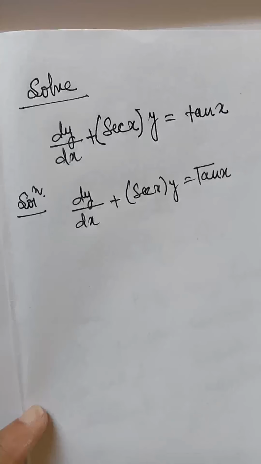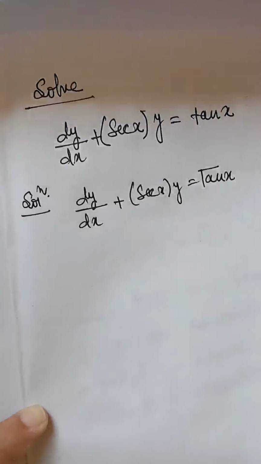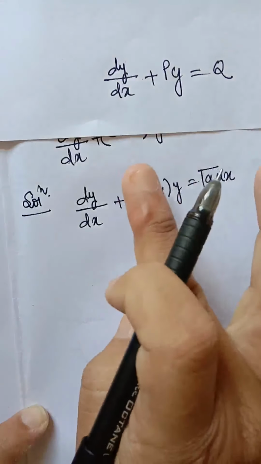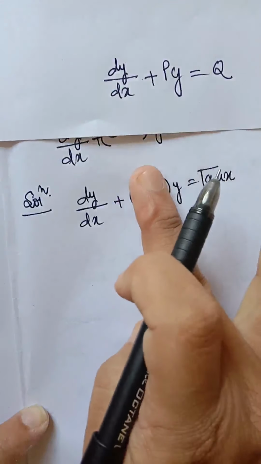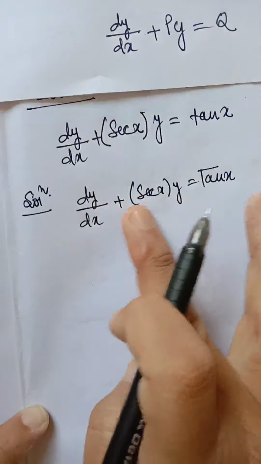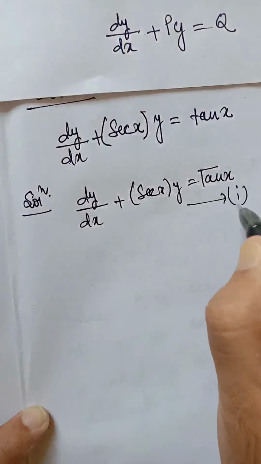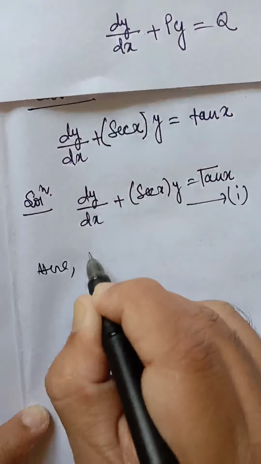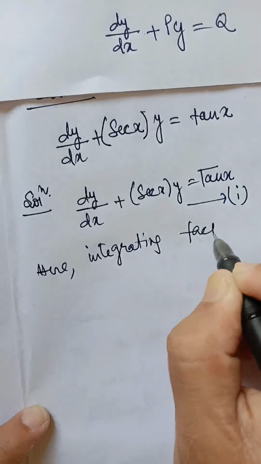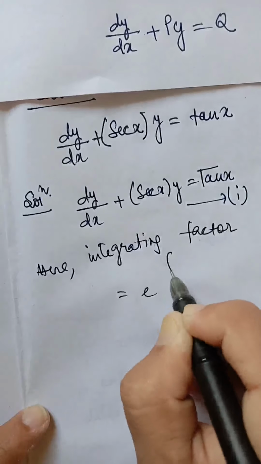Our next question is to solve the linear differential equation dy by dx plus sec x into y equal to tan x. Now clearly this differential equation is of the form dy by dx plus py equal to q. This is our p, this is our q. P is a function of x, q is also a function of x. Now to solve this equation, first of all we have to find the integrating factor. Here the integrating factor is equal to e to the power integration of p dx.